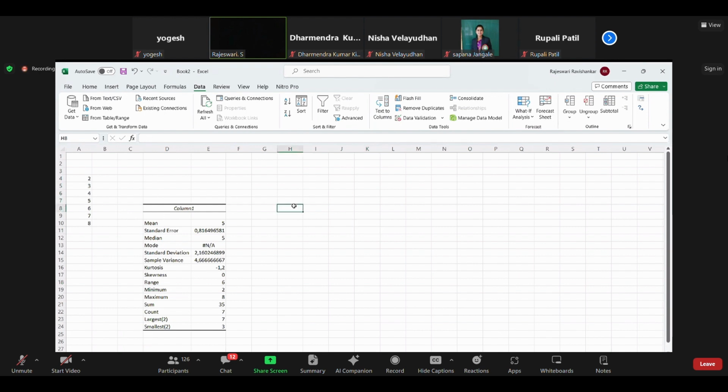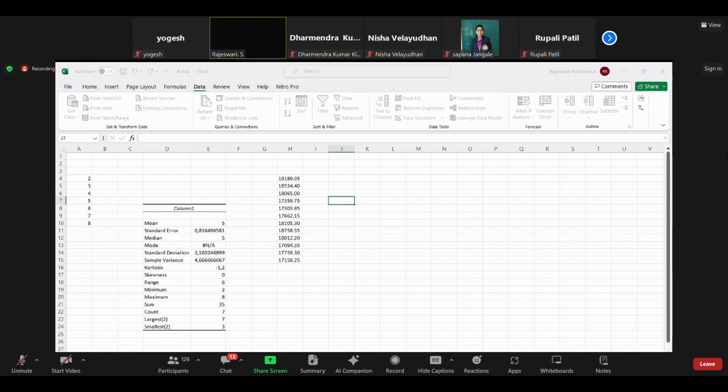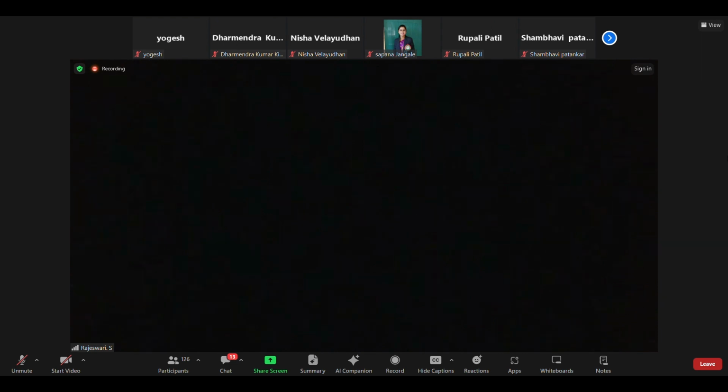Any doubts in it? Descriptive statistics? Any doubts in the descriptive statistics? I think it's a no. Everyone is clear. There are no doubts. And where you will use it is basically when you are doing analysis in the finance field only. There we can go and do these kinds of data analysis. Okay, fine. Any queries or questions till now?